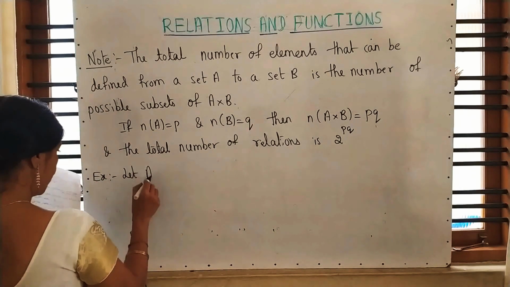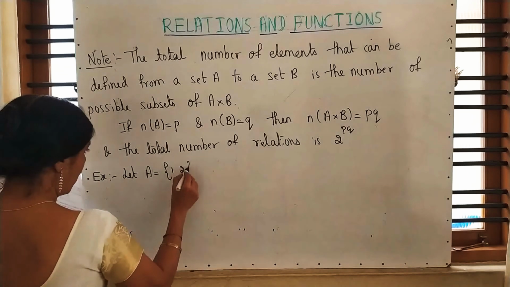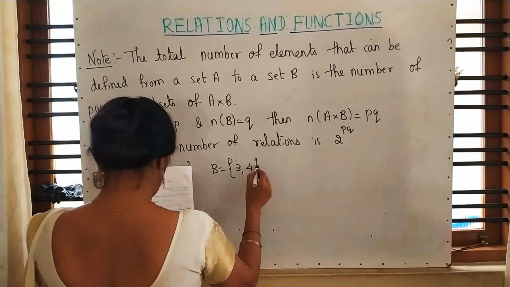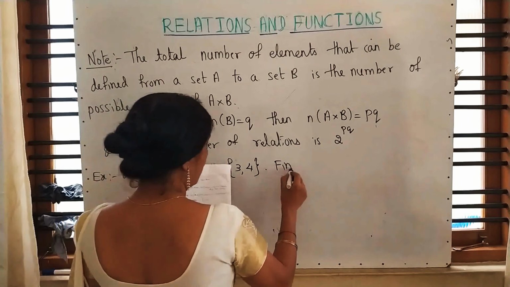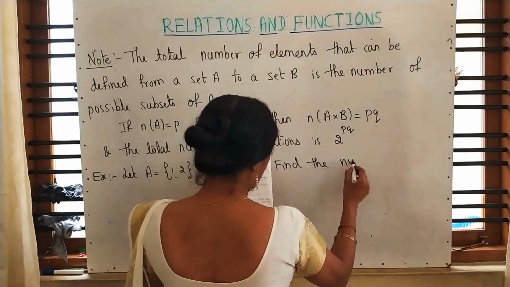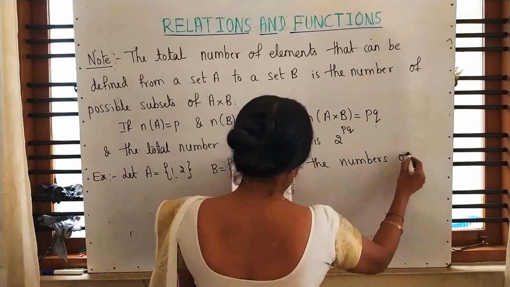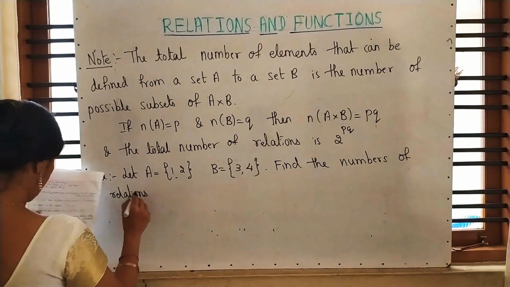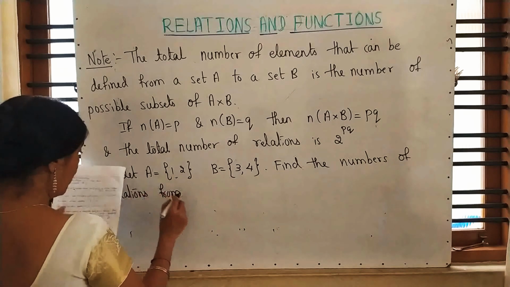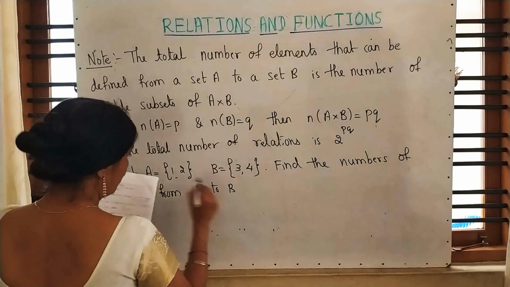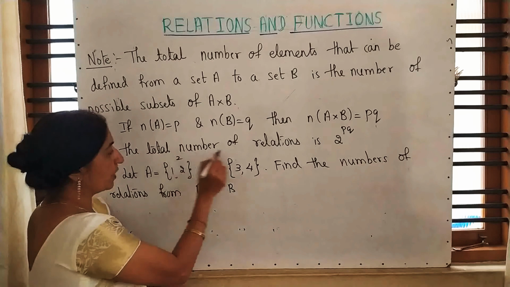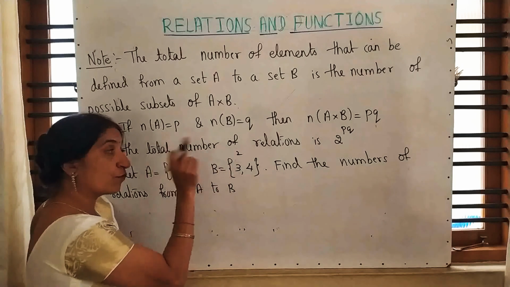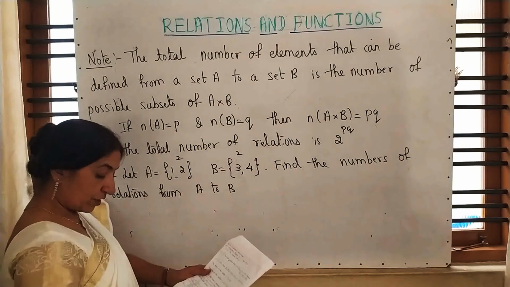Let A have the elements 1, 2 and B have the elements 3, 4. Find the number of relations from A to B. See, orally you can solve. Here we have 2 elements, here we have 2 elements. The number of elements in A cross B is 2 times 2, which is 4, and the total number is 2 raised to 4. See, is it very simple or what?